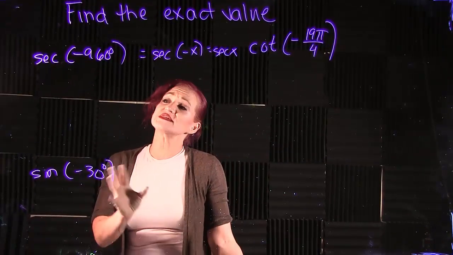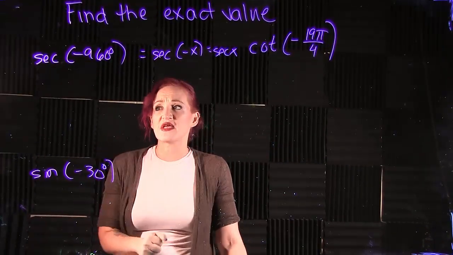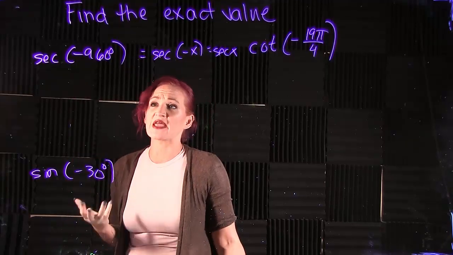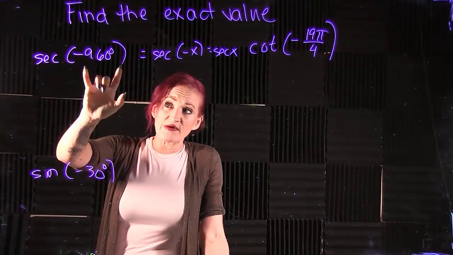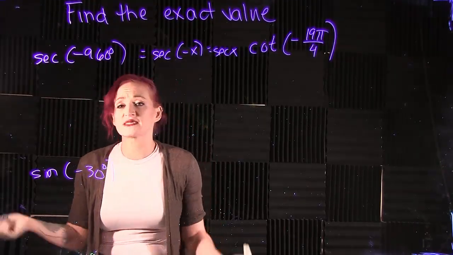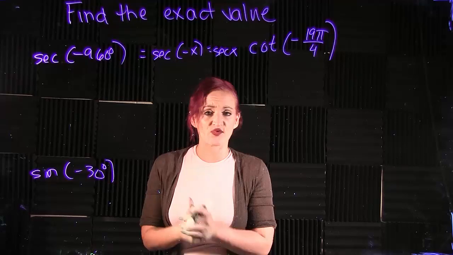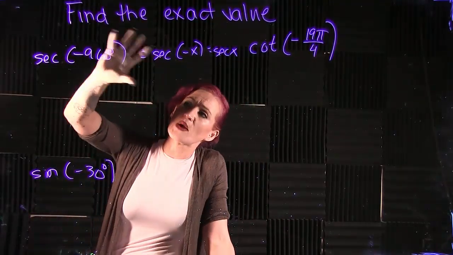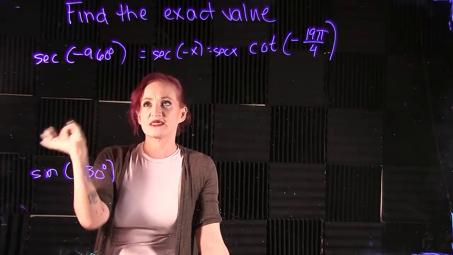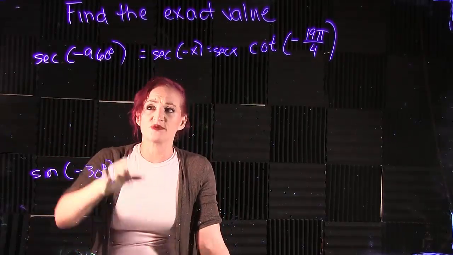For this next example, we are asked to find the exact value of secant of negative 960. Now, first off, we are given a very, very large angle here. 960 is not within the parameters of 0 and 360. So keep in mind, we always want our radian measure between 0 to pi, our degree measure between 0 and 360.